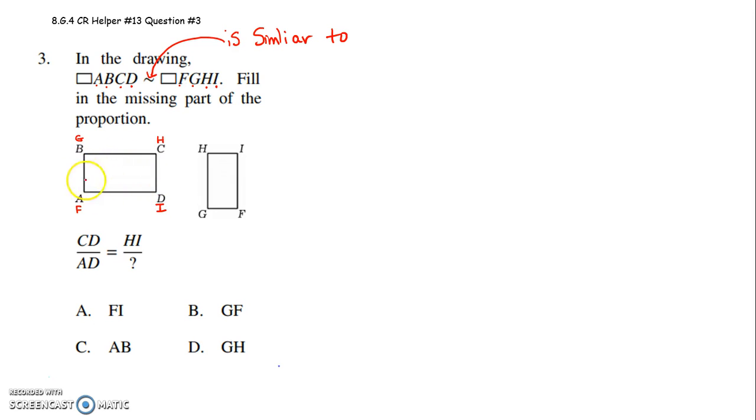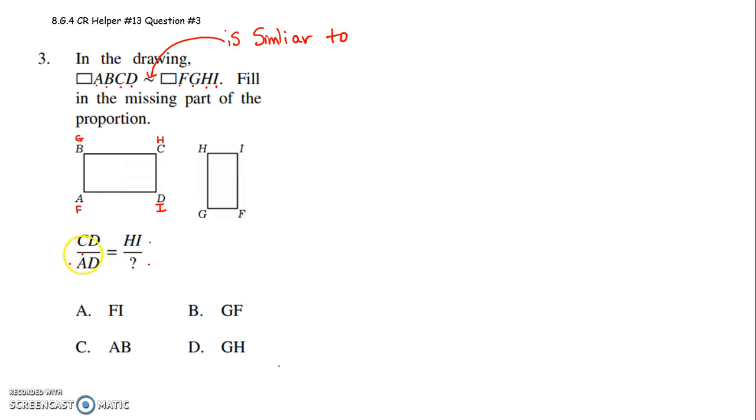So it's like if you took this triangle, you spun it 90 degrees counterclockwise, and then you shrunk it down a little bit, you'd get this new triangle. That's what it means to be similar. Exact same shape, but the size is different. But in similar figures, corresponding sides are in proportion.